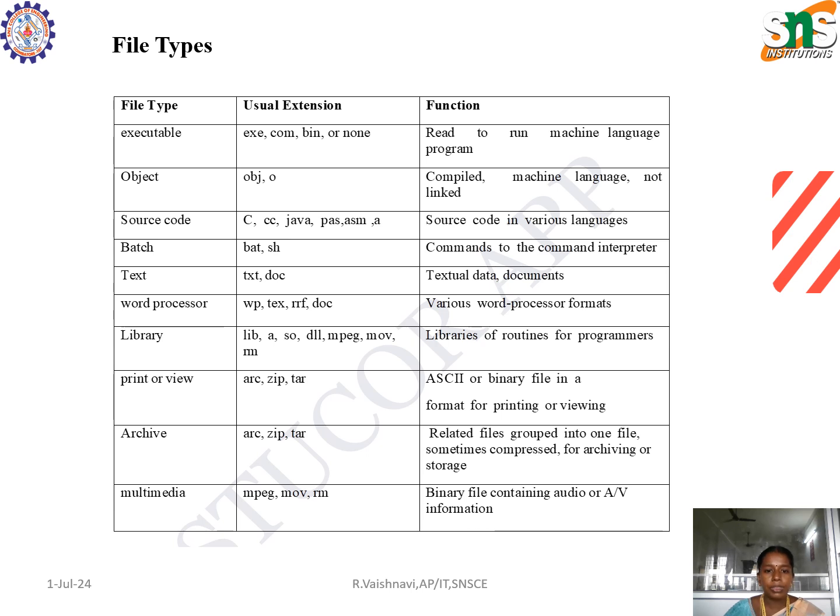Next one is text file type. The usual extension is txt. The function of the text file type is textual data and documents. Next one is word processor. The usual extension is WP. The function of the word processor is various word processor formats. Next one, library. Library file type, the usual extension is lib, and the function is libraries of routines for the programs.